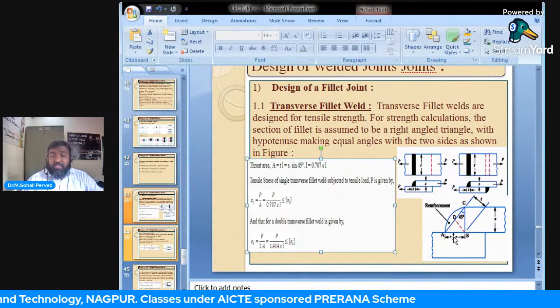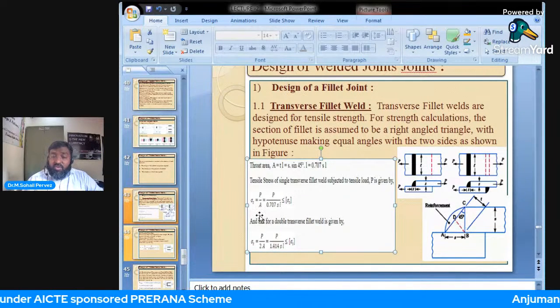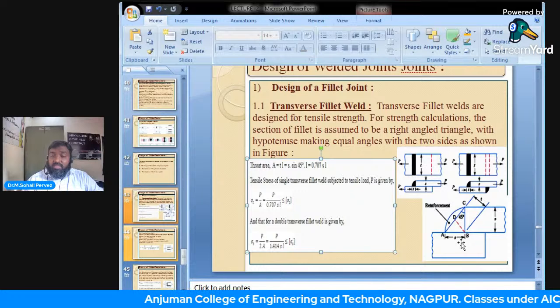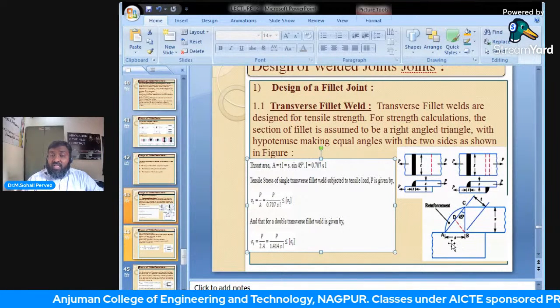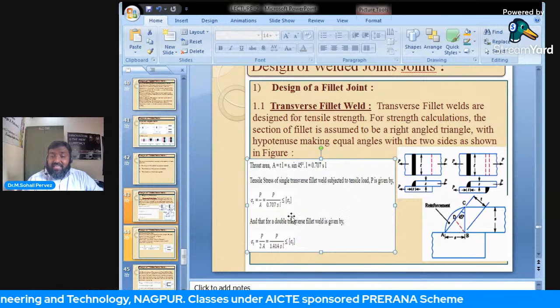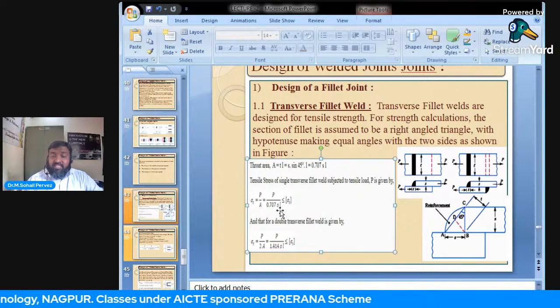So from this equation we can say that stress is equal to force upon area. But what is area? Area is P into L... but what is T? Throat. Throat is written in terms of 0.707 S on this side. So it is written 0.707 S into L.